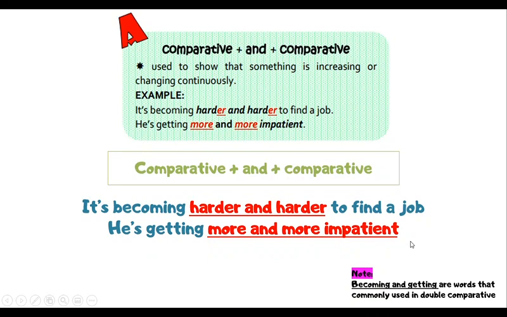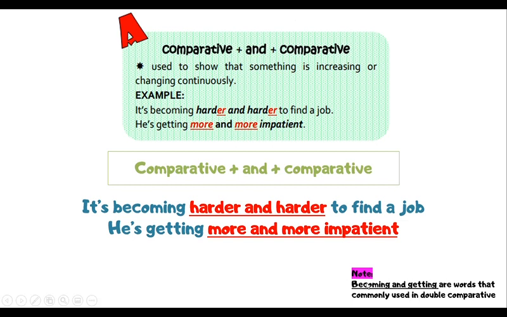So here, much belongs to irregular adjectives, so it doesn't follow the rule. So much becomes more. Okay? Take a look at the note here. Becoming and getting are words that are commonly used in double comparative. So these two words, becoming and getting, are the words that you will find later in the exercise. These two words are always used in double comparative in rule A.